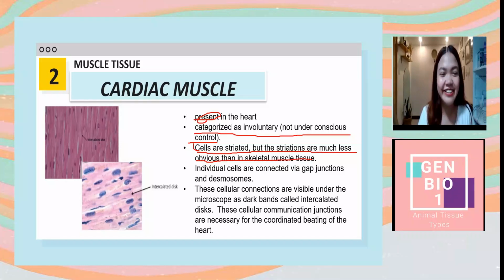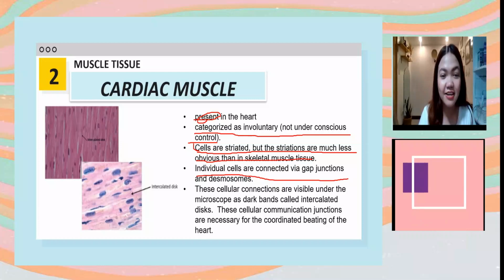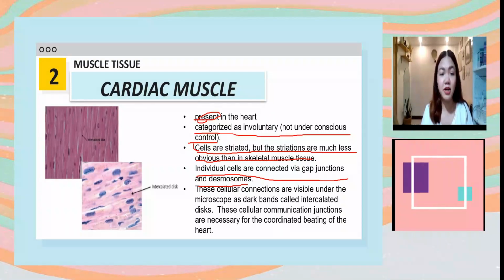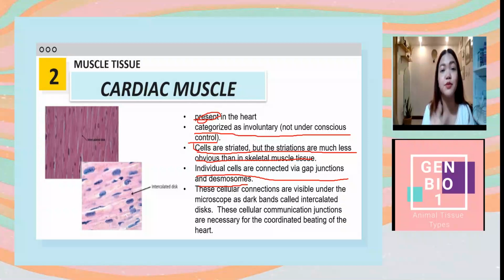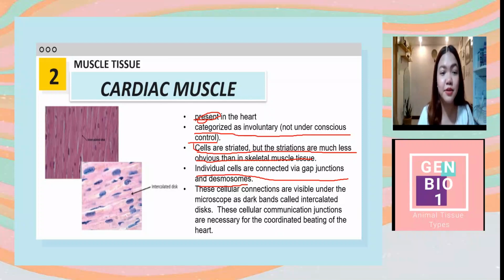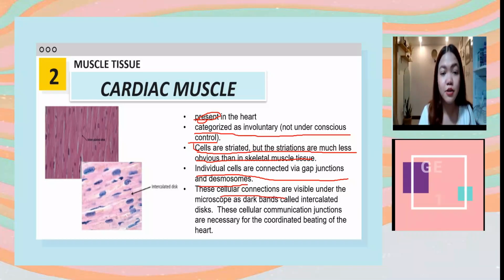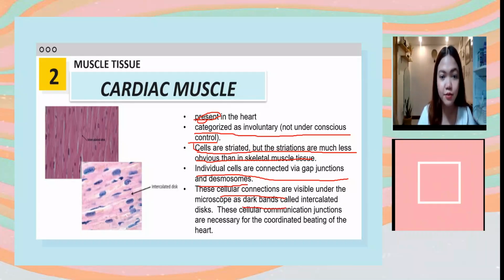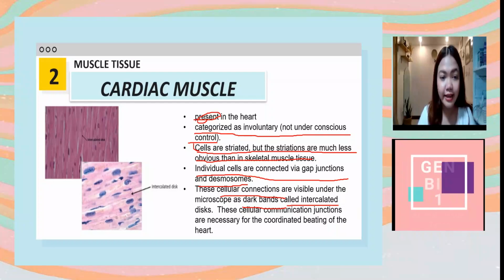Anyway, so these individual cells are connected via gap junctions. So the muscle cells present in your heart are connected by gap junctions and desmosomes. I know you still remember that. So those are cellular connections. If we view it under the microscope, they would look like dark bands, and these dark bands we call your intercalated disc.